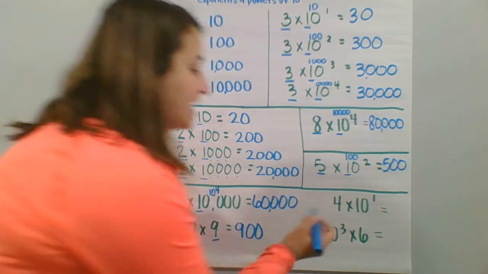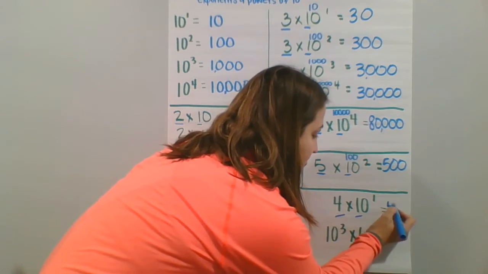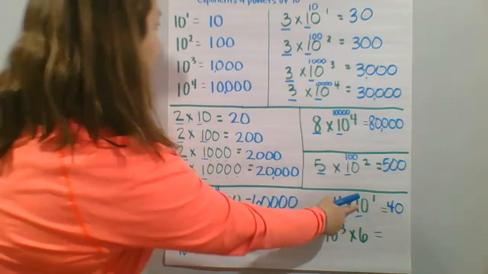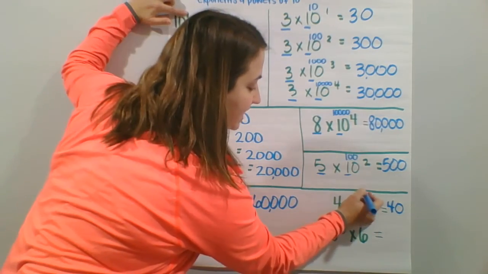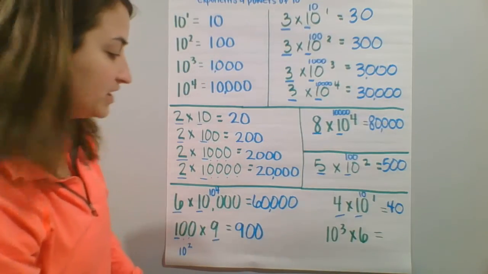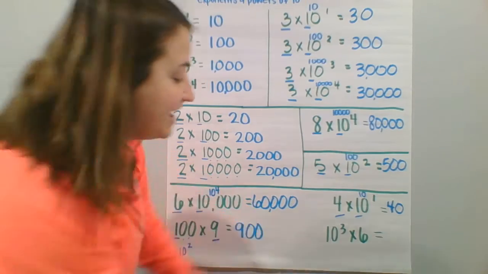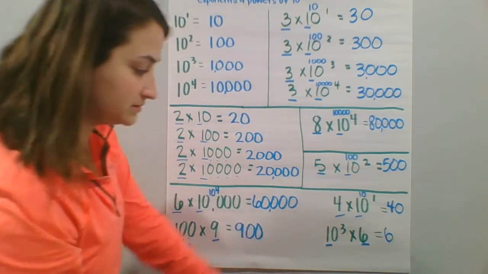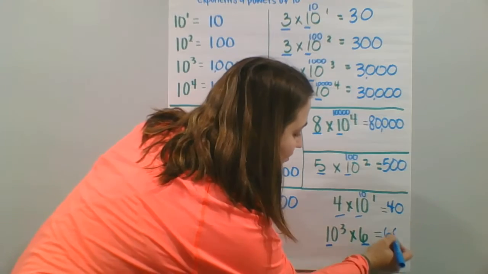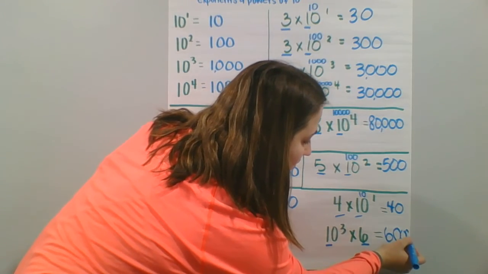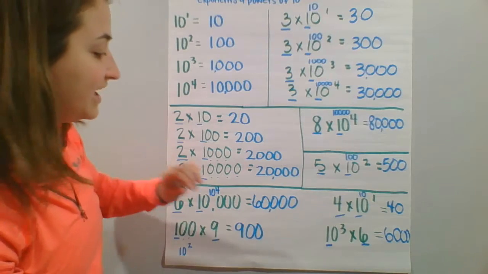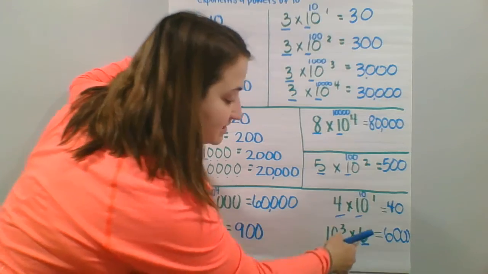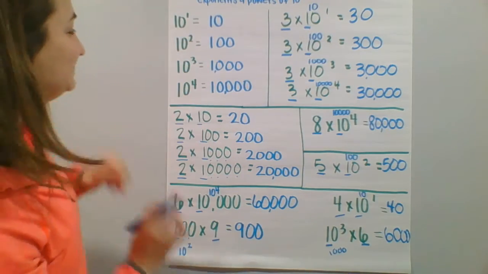Next one, we have 4 times 1, which is 4. And then this 1 tells me that I need 1 zero. And then remember, 10 to the first is the same as 10, and 4 times 10 is 40. So lastly, we have 10 to the third times 6. 1 times 6 gives me 6. The 3 tells me I need 3 zeros. And then we know 10 to the third is the same as 1,000. So 1,000 times 6 gives me 6,000.